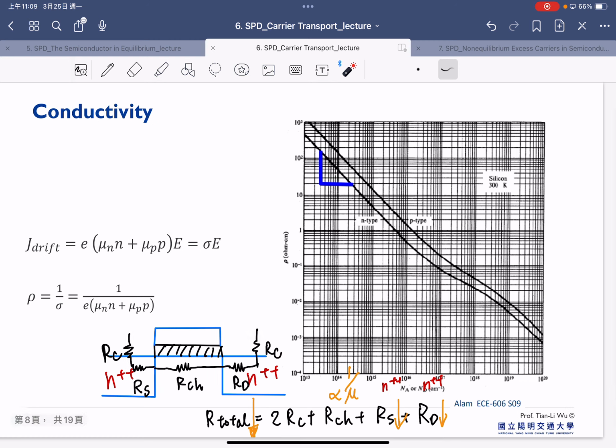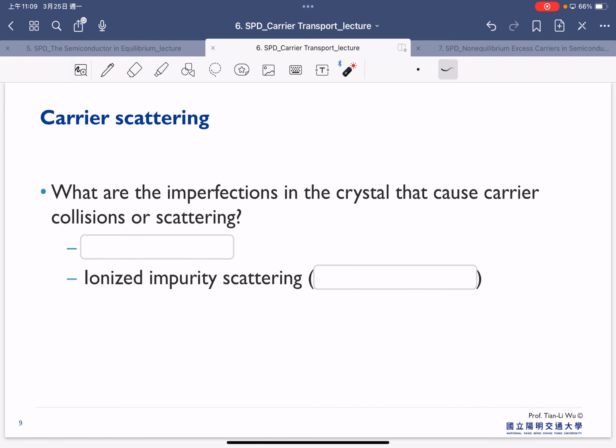Okay, so that's the concept related to the conductivity or resistivity or related to the drift current. And next is that the semiconductor material is not perfect. There are always lots of imperfections inside. It can be a defect, it can be a vacancy, it can be anything. These imperfections can cause certain collision or scattering inside, and there are two main mechanisms.